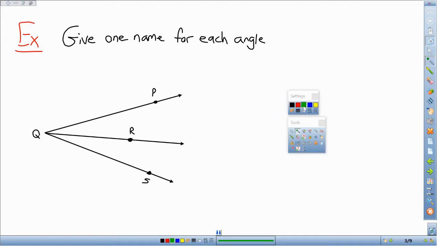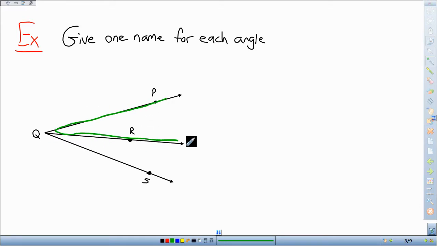Let's break it down. All right, here is the first angle I notice. This one right here on the top, going around like this. Okay, that is one of our angles. And let's go ahead and give it a name. I'm going to follow that same pattern. We can call this angle PQR. I'll keep it green. Okay, so there's angle PQR.